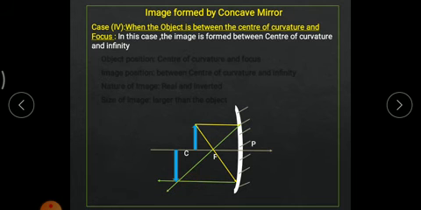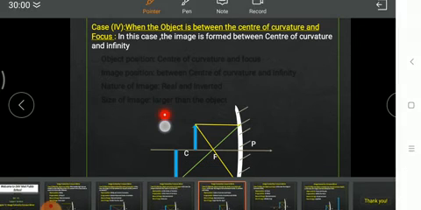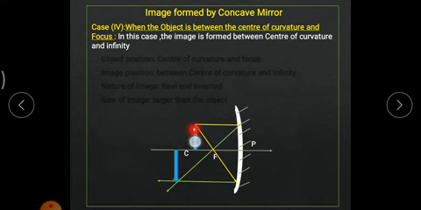Don't get confused. In the first one, whenever the incident light ray is parallel to the principal axis, the reflected light ray would pass through the focus. Now, for the second ray, when the incident light ray is passing through the focus, the reflected light ray would be parallel to the principal axis. Now, the point of intersection of both the reflected light rays is happening over here. So the image would be obtained at this particular point, over here.